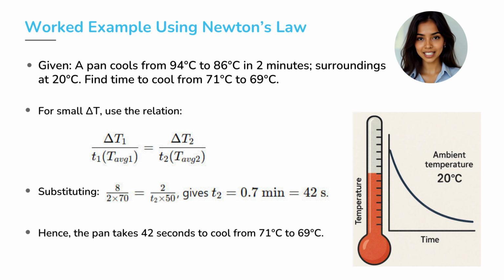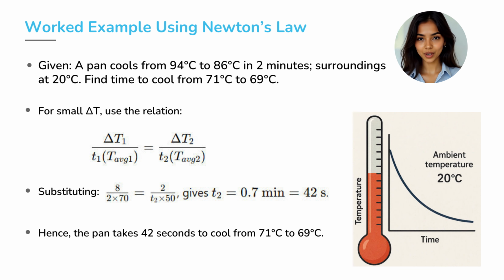Imagine you've just taken a hot pan of soup off the stove. It cools from 94 degrees Celsius to 86 degrees Celsius in 2 minutes. The room temperature is 20 degrees Celsius. We want to find how long it takes to cool from 71 degrees Celsius to 69 degrees Celsius. For small temperature differences, we can use the proportional relation.